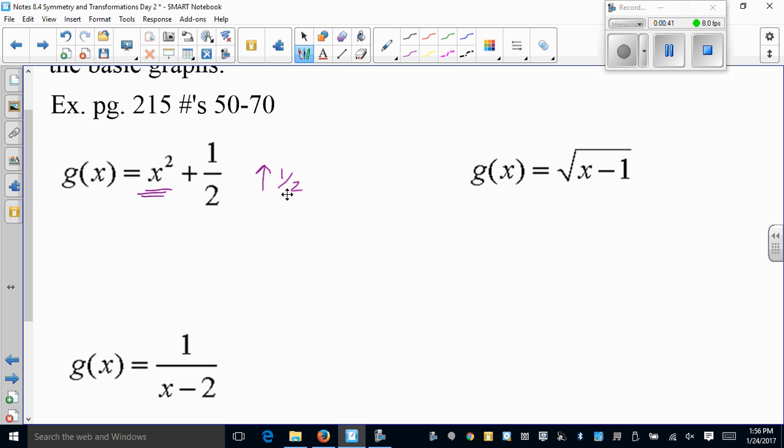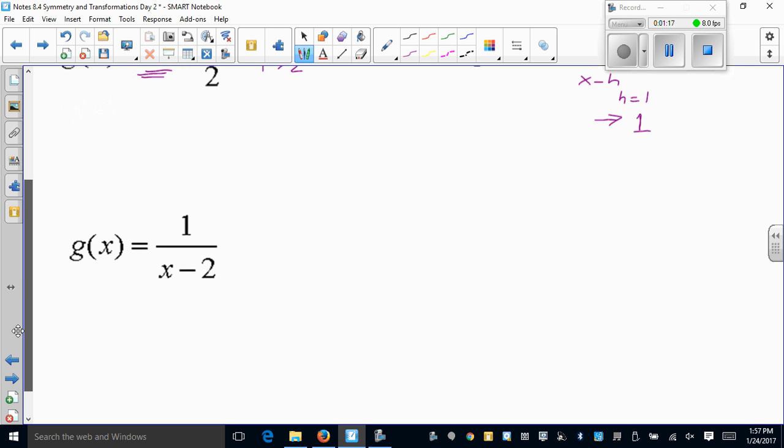Okay, this one here, the parent graph would be the square root of x. But since that -1 is inside the radical, it's going to affect the direction it's going. So remember, this is an x minus h idea. So you already have the x, you have the minus, so h equals 1. So it's going to move it to the right 1. So it's the square root of x, moved to the right 1. That's it.